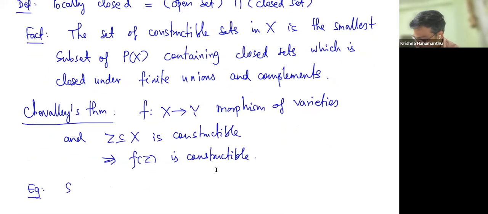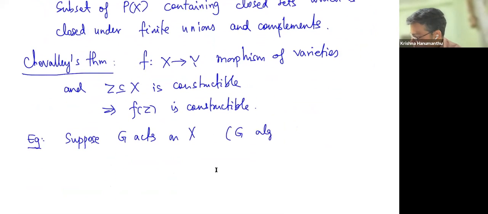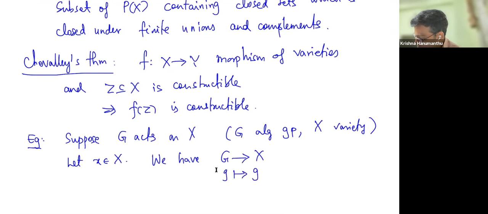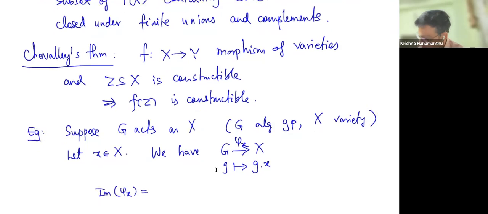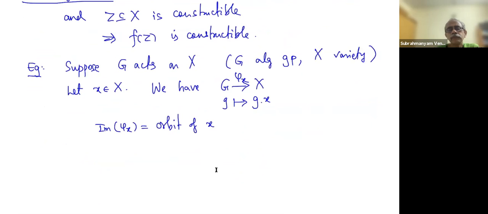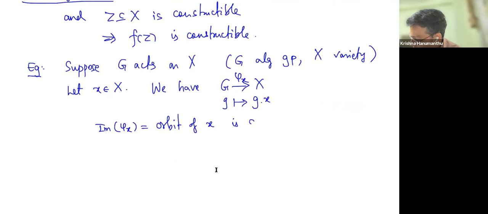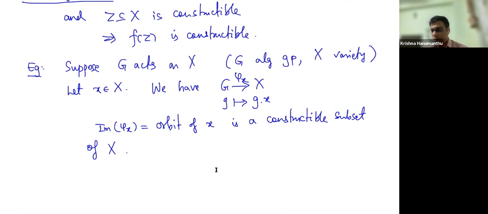And the main example of this is, suppose G acts on X. G is an algebraic group and X is a variety. Think GL_n and C^n, for example. Then if you fix a point, we have this map. So the image of this is exactly, of course, the orbit of x, right? And of course, G is a constructible subset of G, right? So this is a constructible subset of X. Okay, this is an important theorem for future classes, that orbits are constructible.